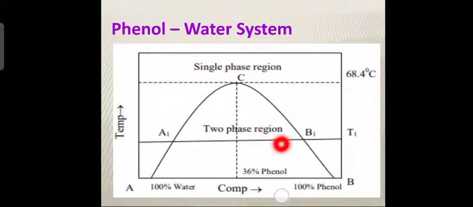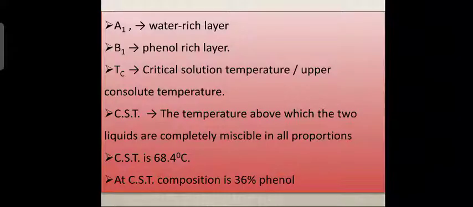Okay, two phase region. So this graph indicates the miscible temperature and composition of the phenol water system. Next slide. Now A1 is the water rich layer. In the previous slide you have seen the A1 point. So this is the water rich layer, and B1 is the phenol rich layer. That means in B1 the phenol percentage is more and water percentage is less. Here, in A1, water is more and phenol percentage is less.